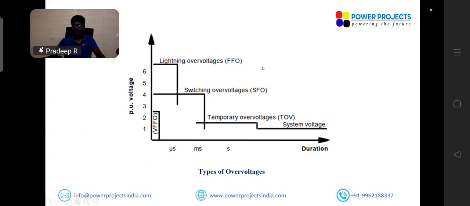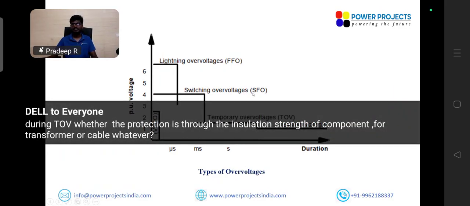Then finally, lightning overvoltage, FFO. It will be in the time of microseconds, right? We know the lightning waveform; the generalized waveform is 8/20 microseconds, the front and tail time of the lightning waveform. Similarly, a switching waveform can be like 30 or 60 microseconds. So lightning overvoltages we observe in terms of microseconds, and the frequency will be much higher, in kilohertz or megahertz.